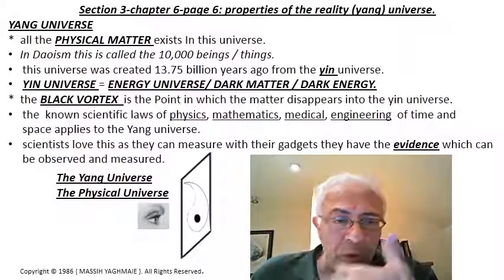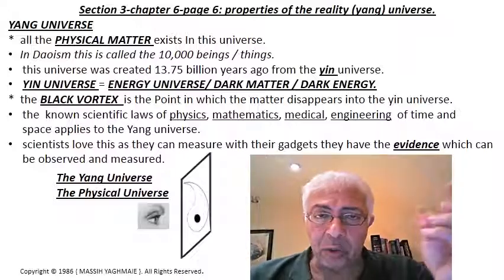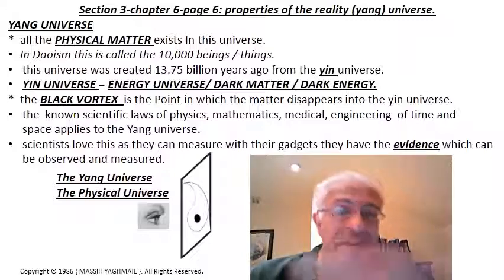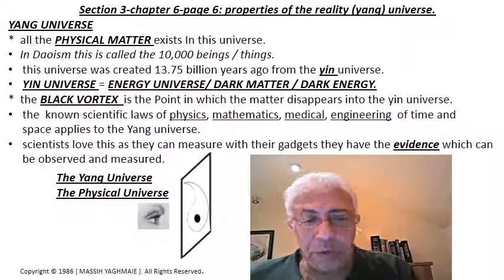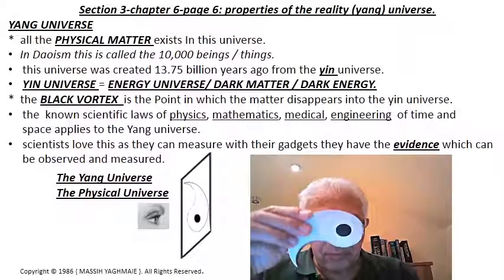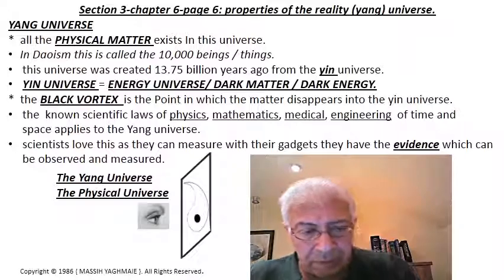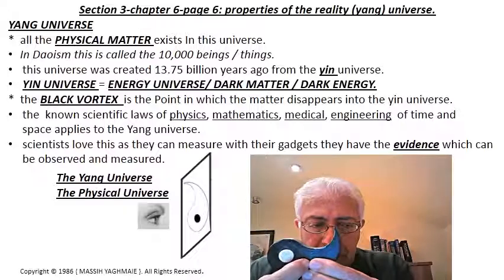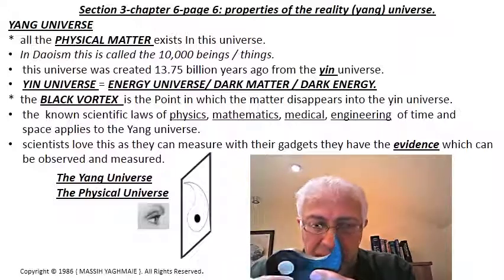what the Daoists 3,000 years ago, or maybe longer, called the 10,000 things or 10,000 beings, which means everything in the universe, the physical universe. So the physical universe that we know, this universe, about 13.75 billion years ago, was created from this other universe. We talk about the Big Bang in the next couple of pages.